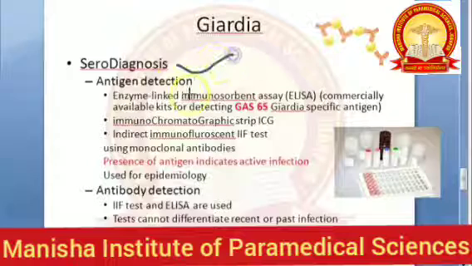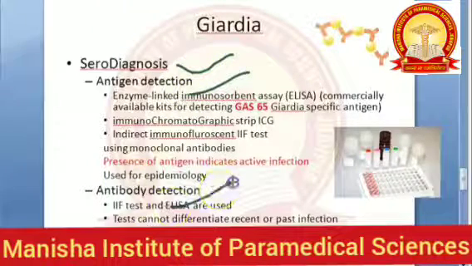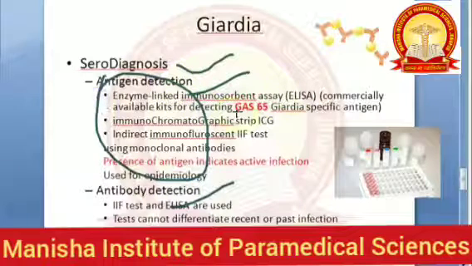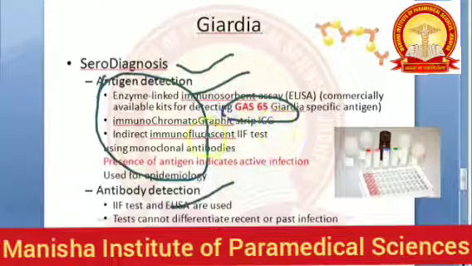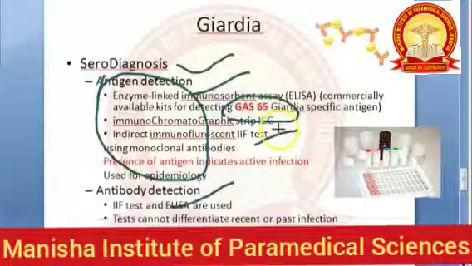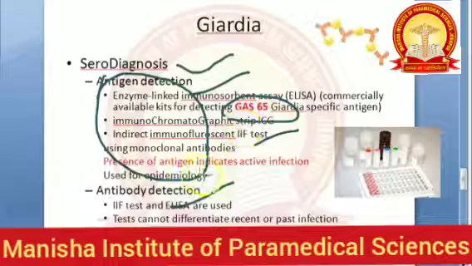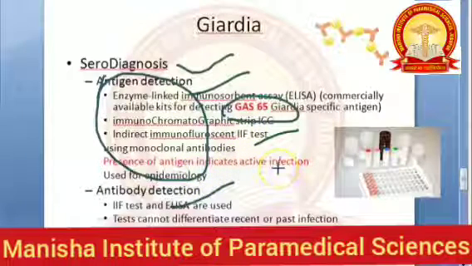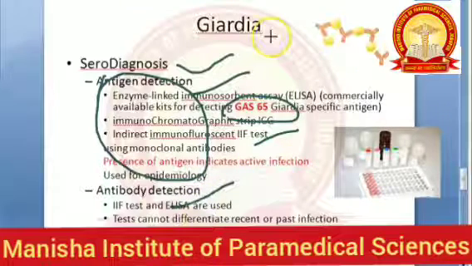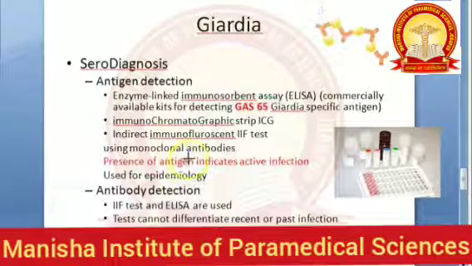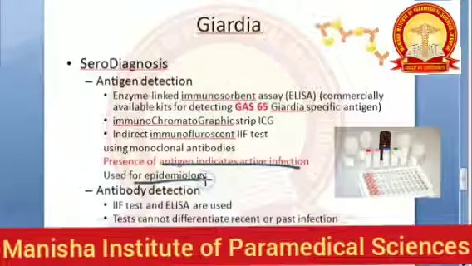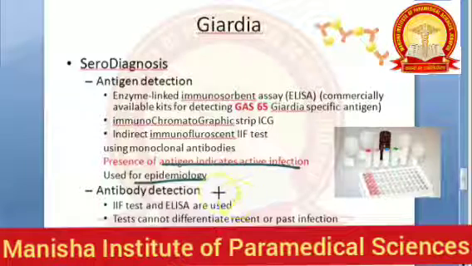Serodiagnosis. In serodiagnosis, you will do antigen detection and antibody detection. You will use ELISA. You will detect this GSA-65 antigen. You can use indirect immunofluorescence, immunochromatographic strip, etc. You will use monoclonal antibodies to detect the antigens. If there is antigen, it means to say that there is an active infection. Okay, and this is usually used for epidemiological studies.